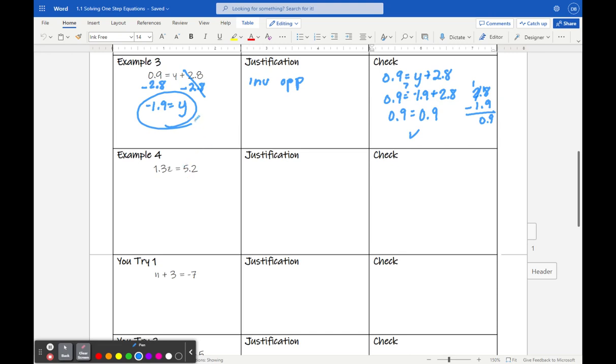All right, last one here. We have 1.3z is equal to 5.2. Because that z is flat up against that coefficient, I know that means I'm multiplying. So I'm going to use the inverse operation of division.